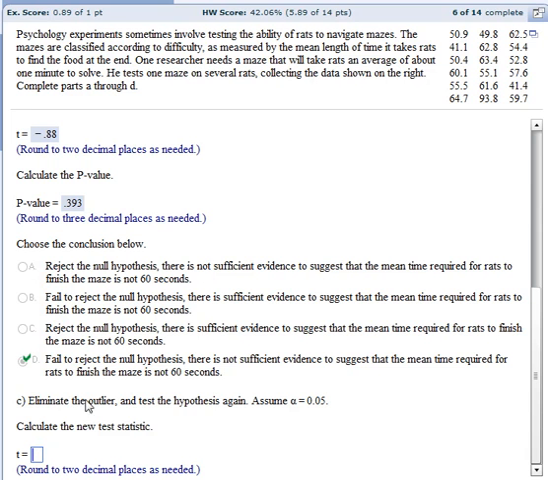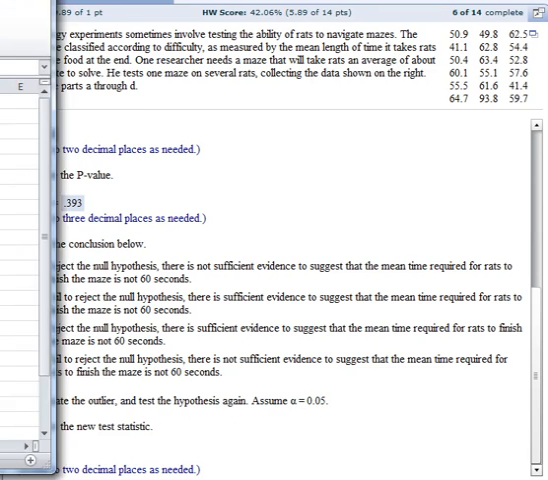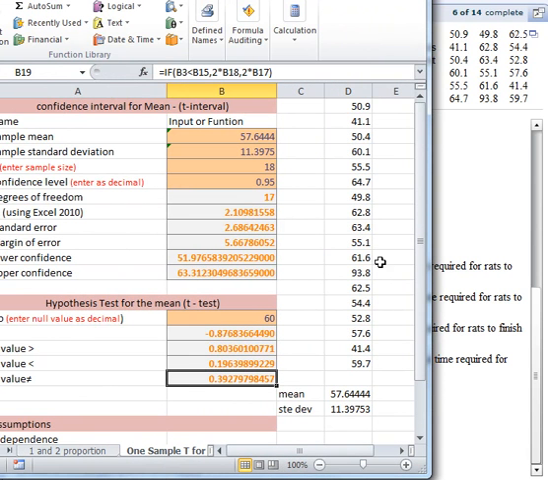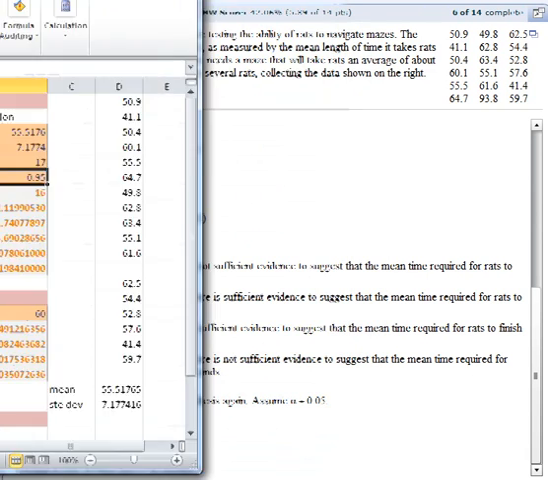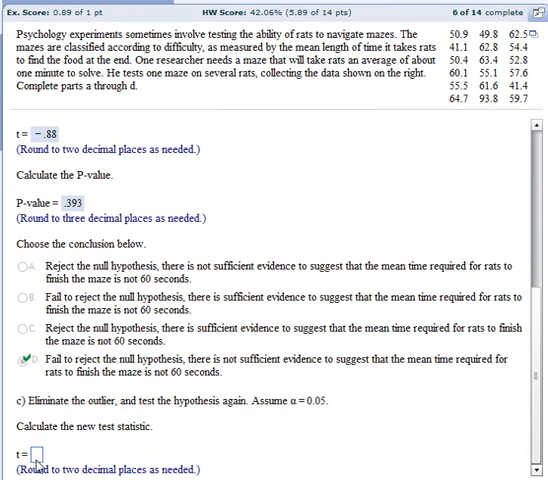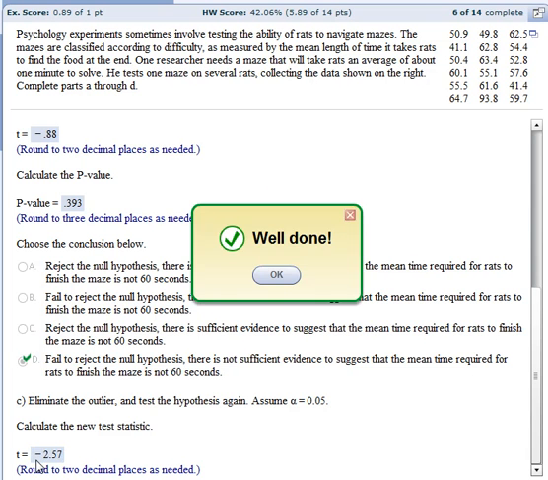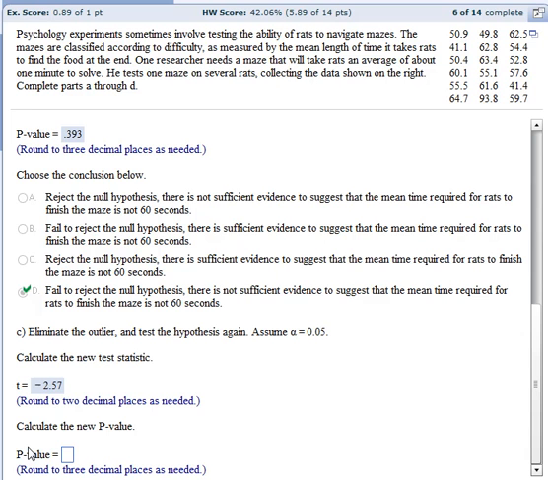Eliminate the outlier and test the hypothesis again. All right, so let's see if we have an outlier here. It would have to be this 93.8. So I'm just going to come in here and hit the space bar. So I have a new mean and a new standard deviation, but my sample size reduced to 7. And so my t statistic is a negative 2.57. And then my p-value is 0.020.